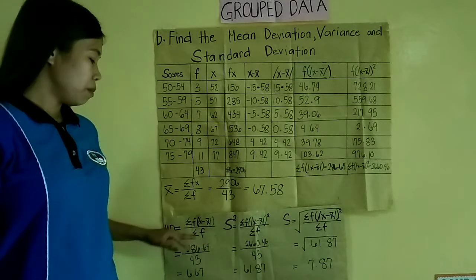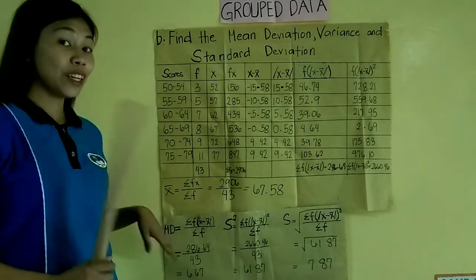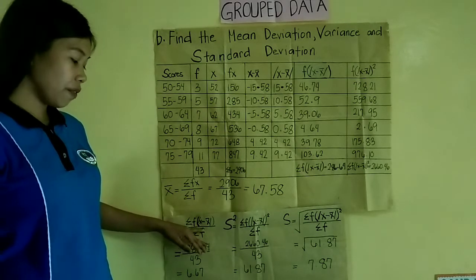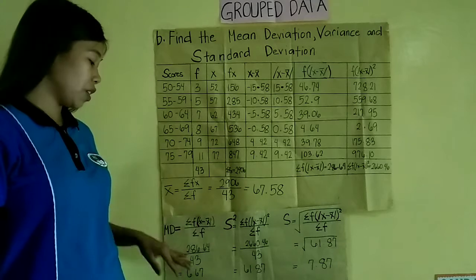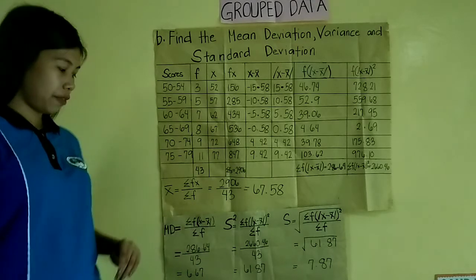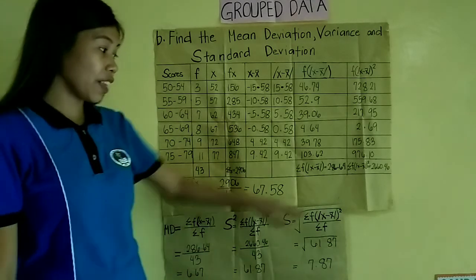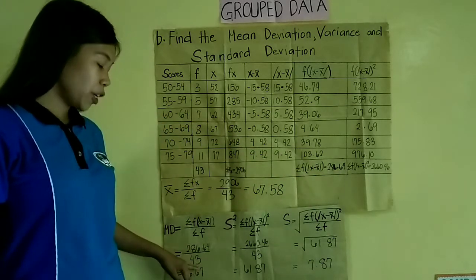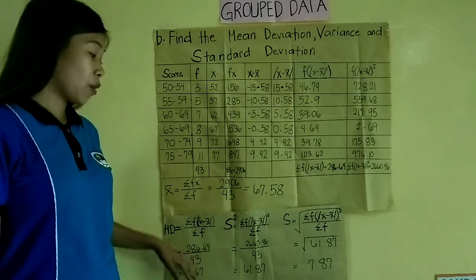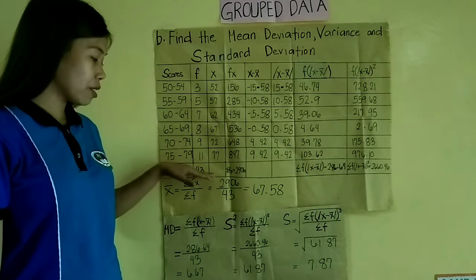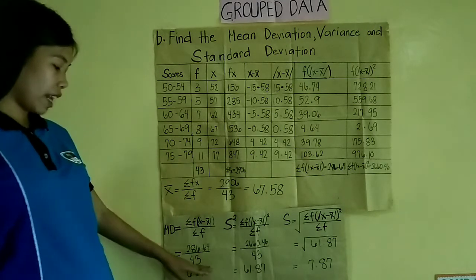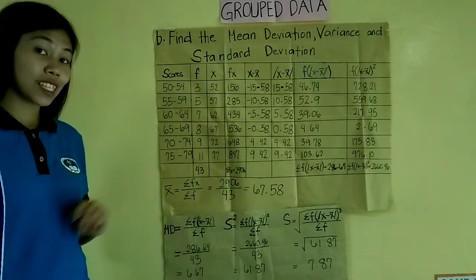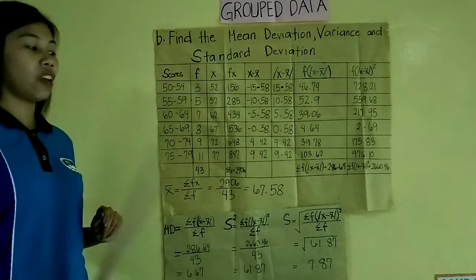Here it is. Mean deviation is denoted again as MD. MD is equal to summation of f, the quantity of absolute x minus mean, over summation of f. So 206.64, this one, over 43, our f, the total value of our frequencies. So 206.64 divided by 43 is equal to 4.81. That is our mean deviation.